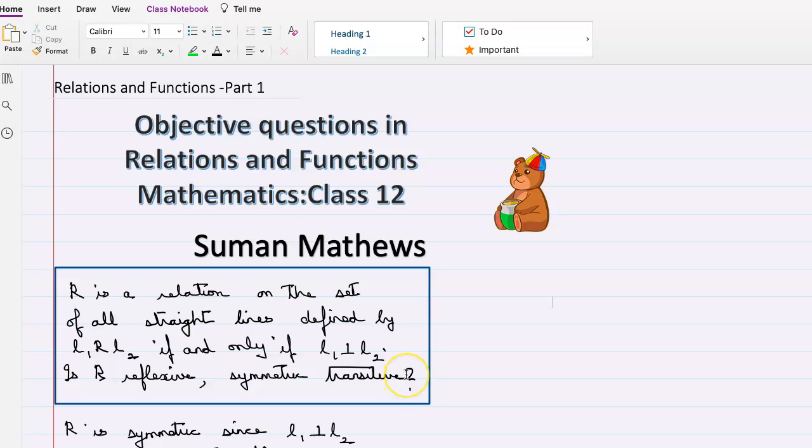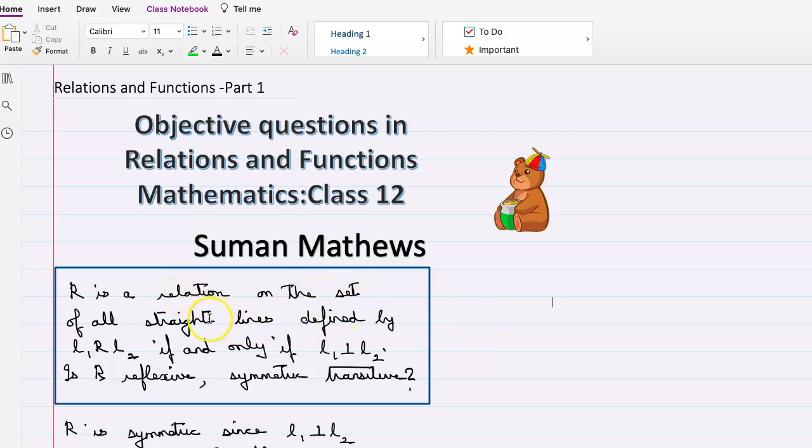Hello everybody, and here I will be discussing objective questions in relations and functions. This is a part of class 12 mathematics, so we mainly deal with 1 marker and 2 markers. And if you need to know more about the theory of these objective questions, you can refer to my formulas or classes or videos. So we come to question 1.